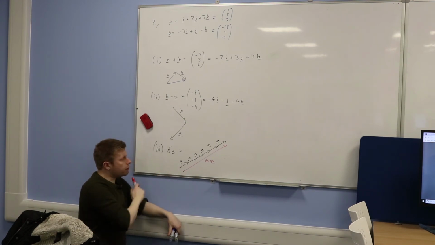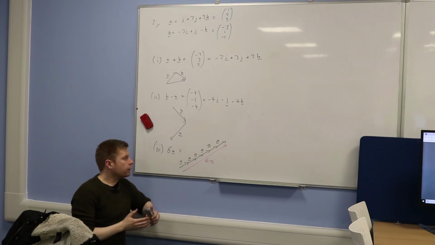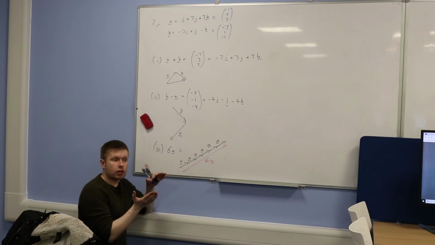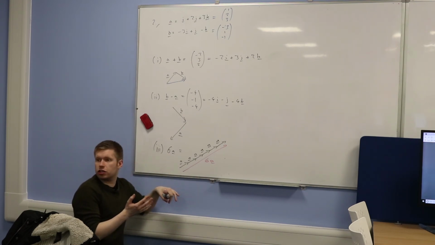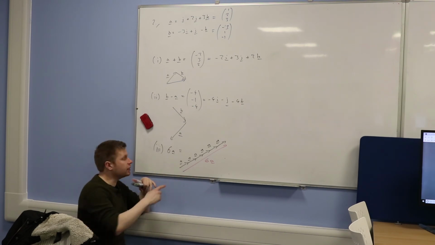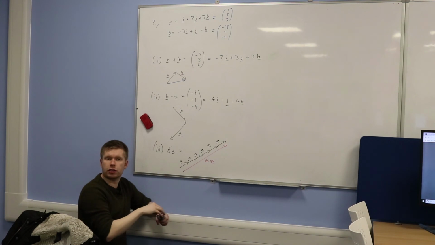So what's the relationship between A and 6A? They're just parallel, aren't they? They're travelling in exactly the same direction. So 6A is just parallel to A. It has to be, because it's the equivalent of going along A 6 times. You're not changing direction at all. You're always going in the same direction as A.